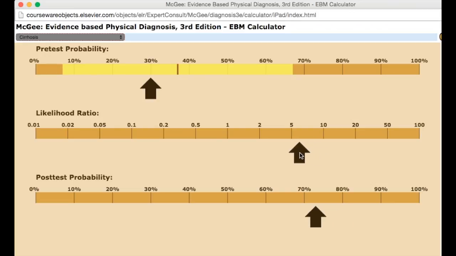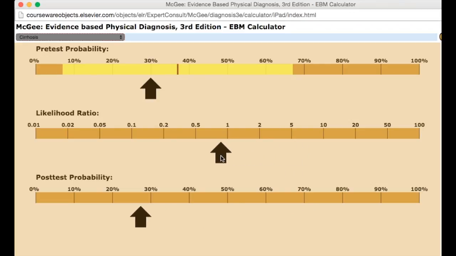Next, let's consider ascites, which has a positive likelihood ratio of around 6.6. This takes our pretest probability from 30% and bumps it up to a post-test probability of almost 75%. Again, that's almost double. So finding ascites on exam is going to really change the way we think about the probability that this patient may have cirrhosis.